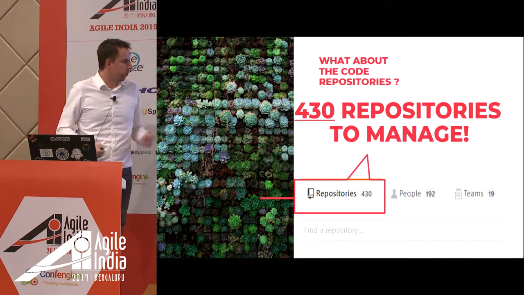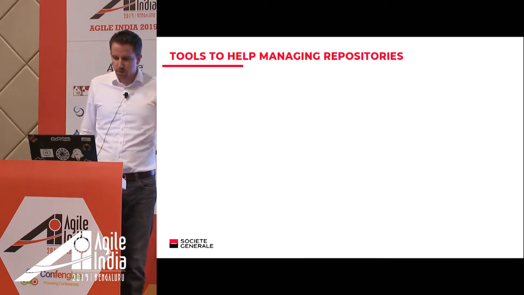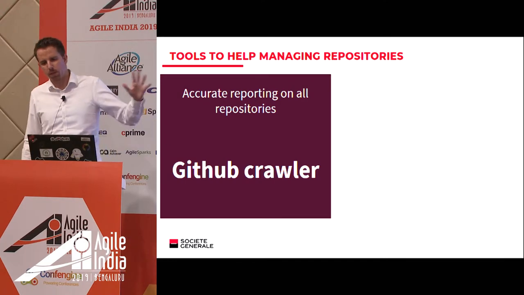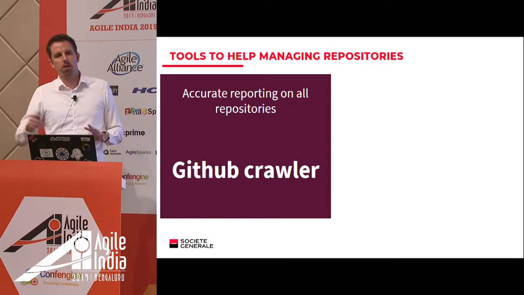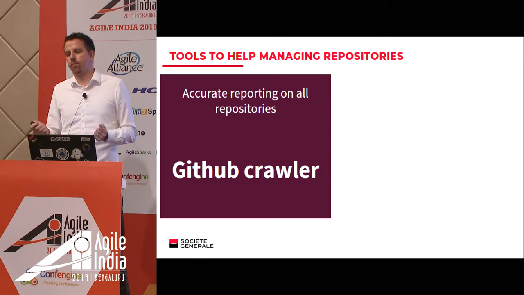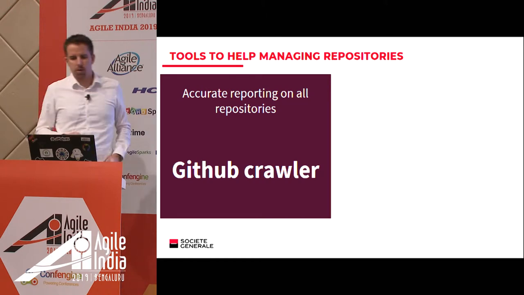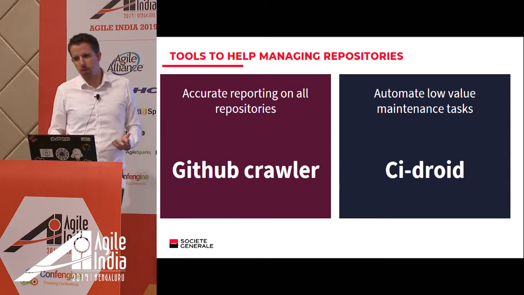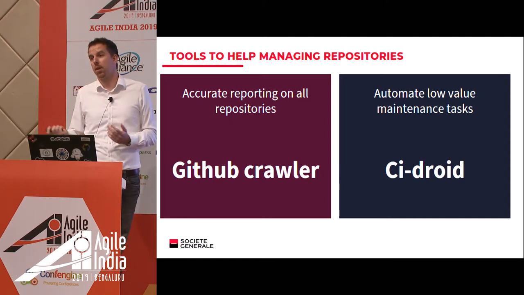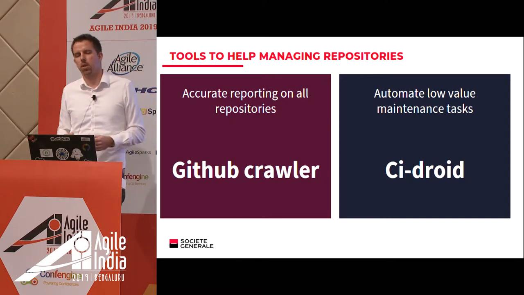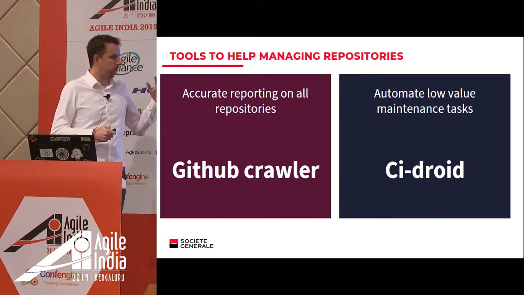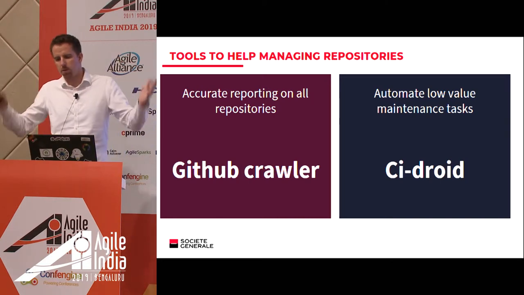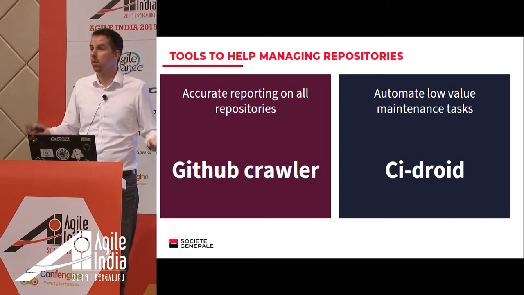So, I'll show you today two tools that help with that. The first is GitHub, we've called it GitHub crawler. It gives you an accurate reporting on all your repositories, okay? It's like a batch, you run it, and you get the data you need, all right? I'll give a quick demo of all this after. Second is called ci-droid, where we automate the low-value maintenance tasks, low-value but still required, okay? And we don't pay our developers to do that kind of boring things. We want them to produce value. So that's why we had a problem. And in true DevOps style, there was no tool, so we created these tools.